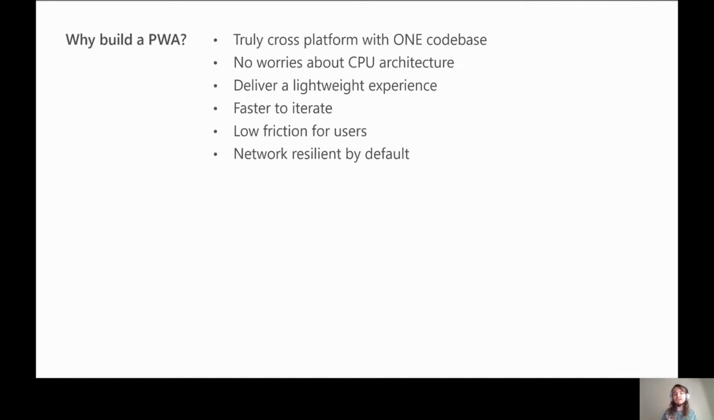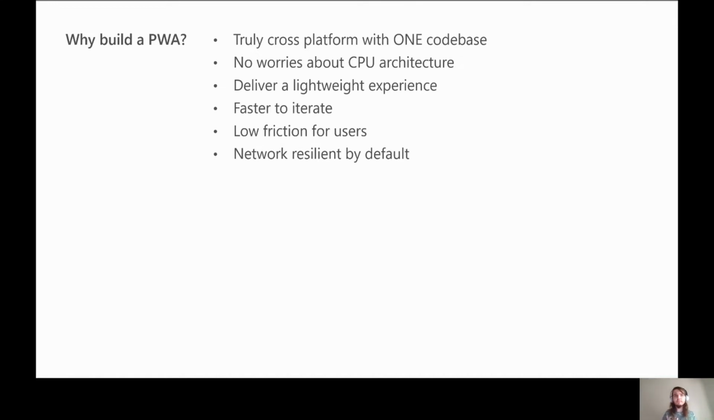Also, no worries about CPU architecture. Because you're building on the web, it doesn't matter if that machine is running an x86 CPU, an ARM CPU, etc. That's all kind of abstracted away for you. Also, it gives you the ability to deliver a lightweight experience. We'll touch on this more in a second. But PWAs, by standard, are normally much lighter weight than the equivalent native app. Not always, of course. That depends on a lot of things. But on average, PWAs are a much lighter weight experience.